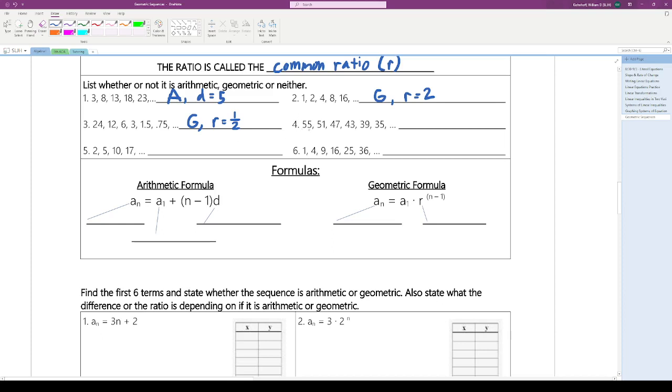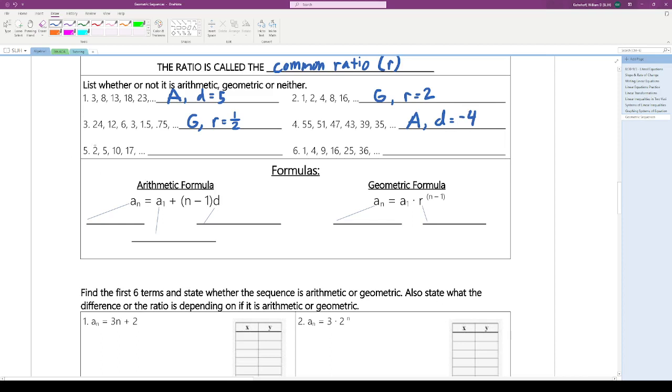Okay, next we have 55, 51, 47, 43. So we're doing minus 4, minus 4, minus 4, minus 4. So this is arithmetic. And our common difference is going to be -4 because we're taking away 4 at each step. And just like over here, repeated subtraction is just adding a negative number.